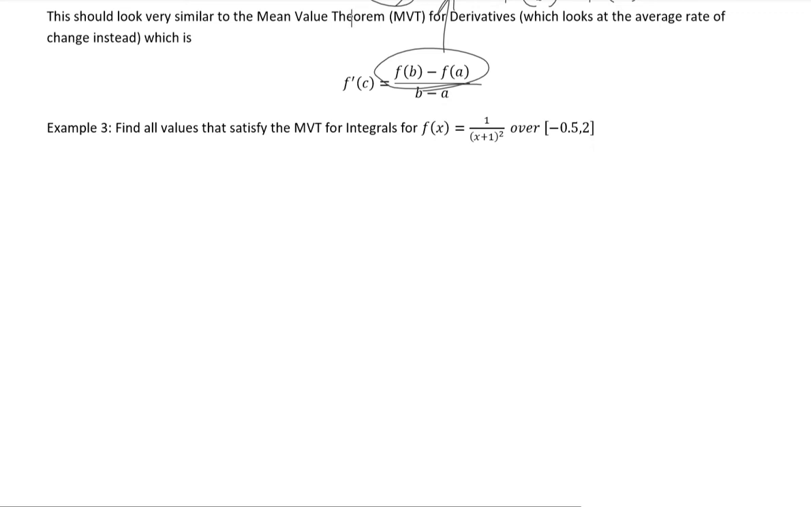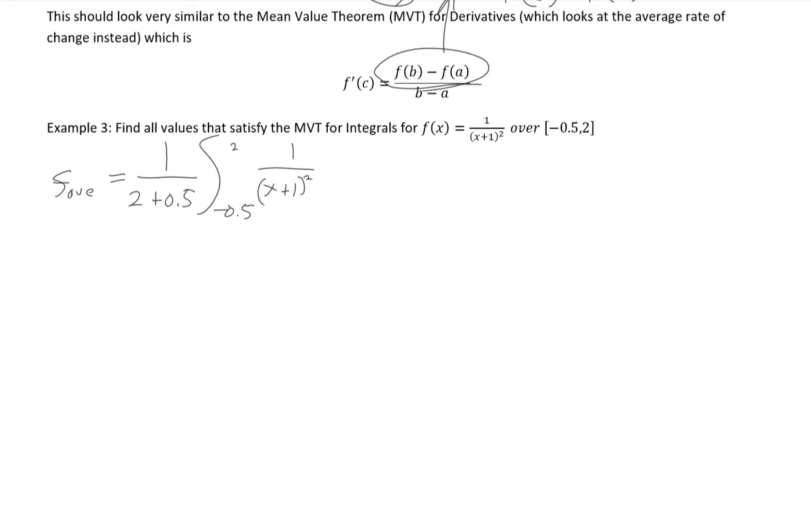For this last example, what we're going to do is find all values that satisfy the mean value theorem for integrals for f of x equals 1 over (x plus 1) squared on the interval negative 0.5 to 2. Well, what we first need to find is what the average function value is. And then we can find where it hits those values. So we have 1 over 2 minus a negative 0.5, so that's 2 plus 0.5, times the integral from negative 0.5 up to 2 of the function 1 over (x plus 1) quantity squared dx.